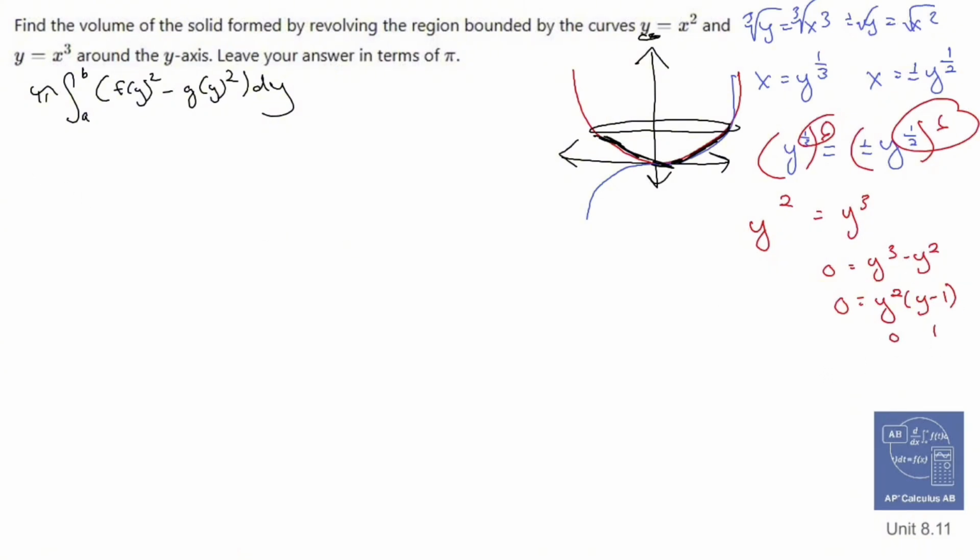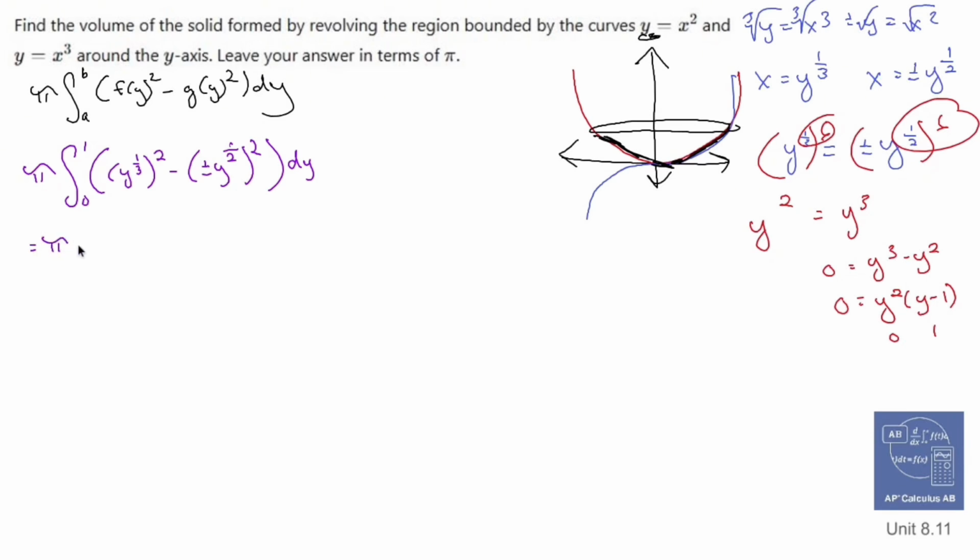So now I can finally set this thing up. So pi times the integral from 0 to 1 of 5y squared. So I think I'm going to use, let me see, the outer one would be the cube. So I'm going to do y to the 1/3 squared minus positive or negative y squared, or to the 1/2 squared dy.